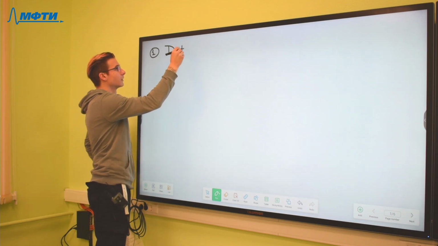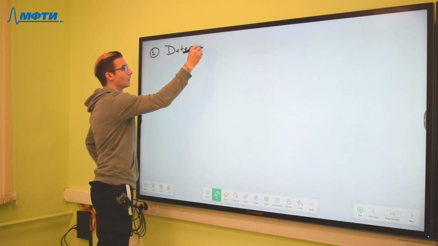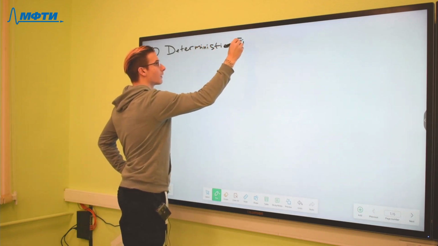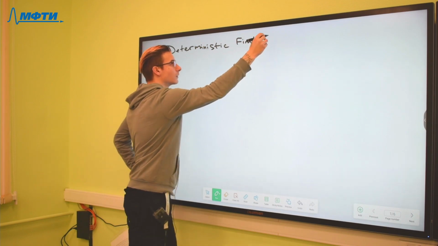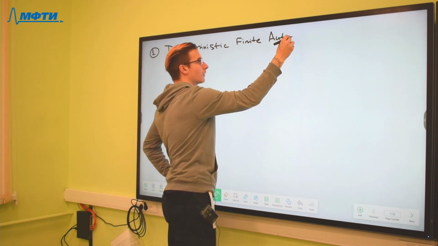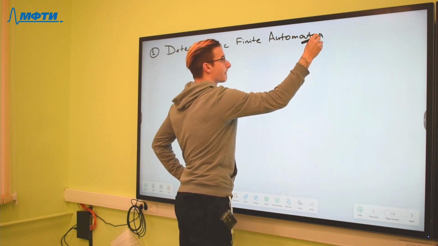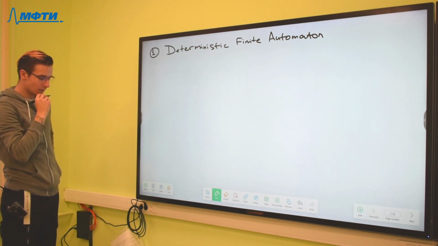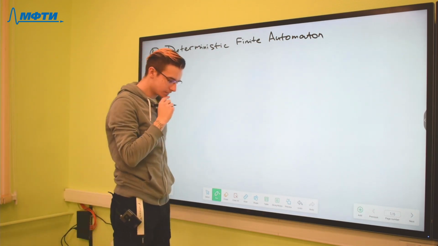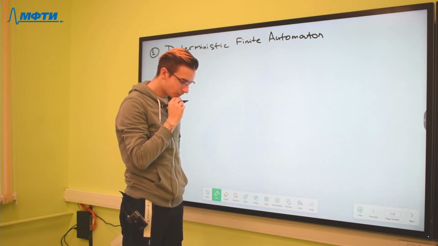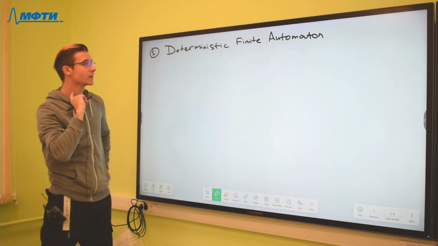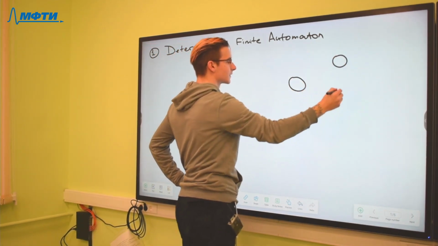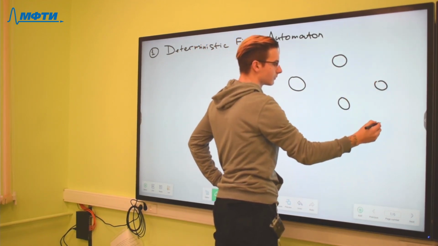So, deterministic finite automaton. What is it? At first view, it is a graph. It is a directed graph with some states as the vertices.